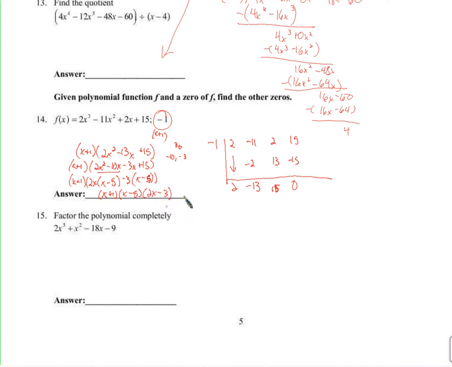We'll find the other zeros is what we're doing. So we'll set this equal to 0. When we set this equal to 0, we get x equals negative 1. Set this equal to 0, we get x equals 5. Set this equal to 0, we get 3 halves.